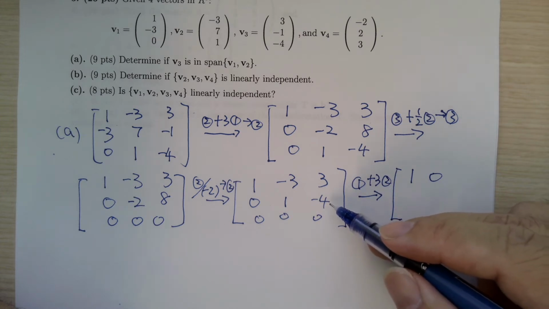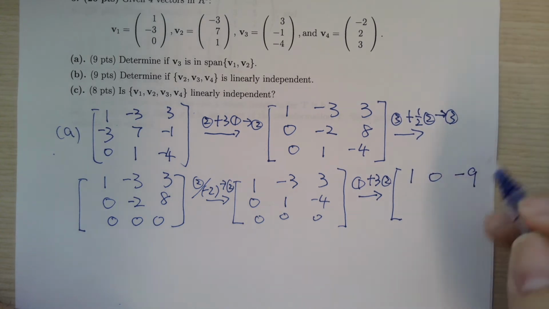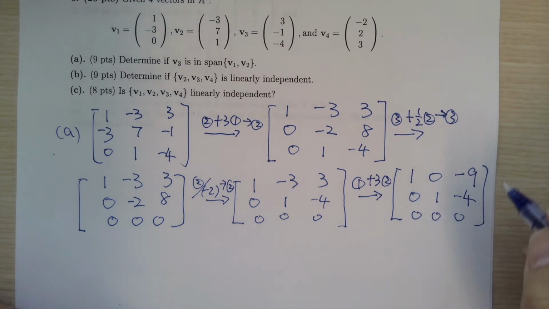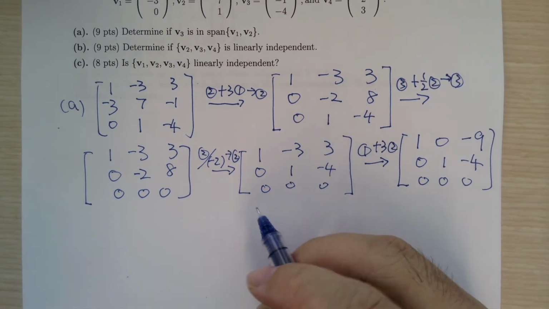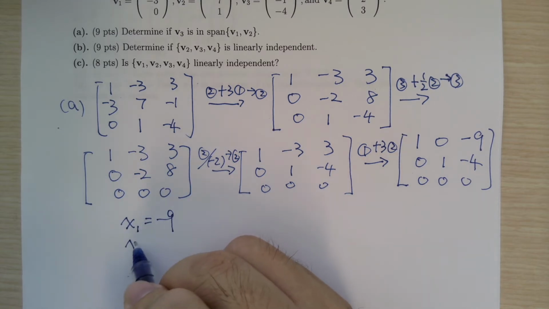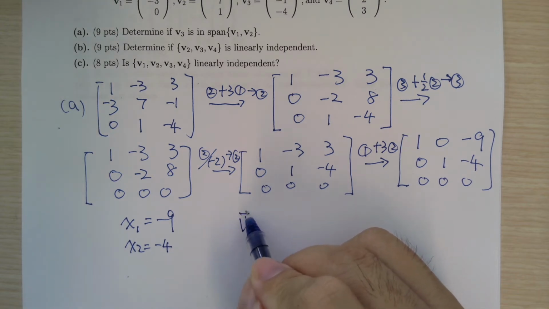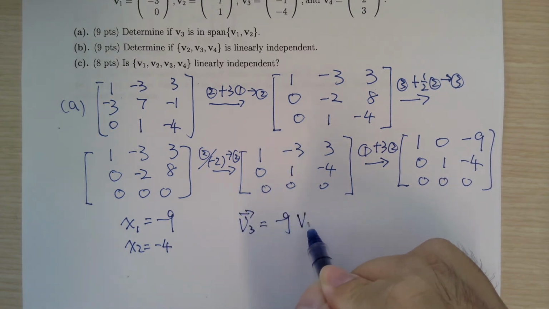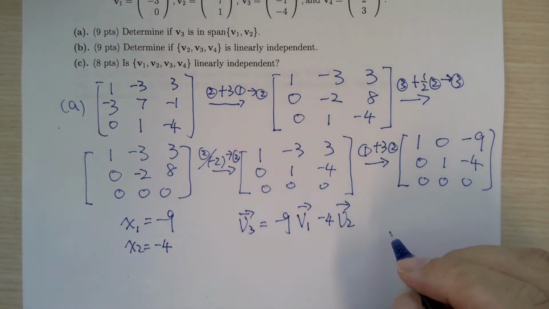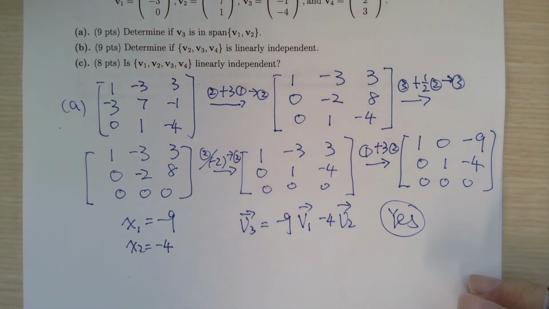So 3 times row is -12. So this is going to be -9. So 0, 1, -4, 0, 0, 0. So clearly you can see that x1 equals negative 9 and x2 equals negative 4. In other words, we can write v3 as negative 9 times v1 minus 4 times v2. So if it's in the span, the answer is yes. Okay, so that's part A.